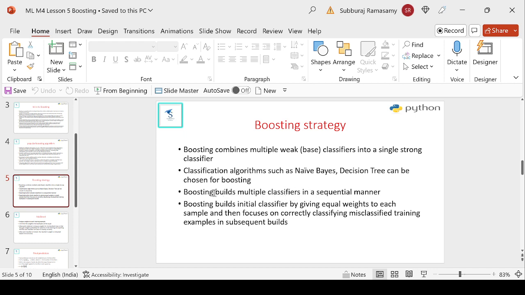So when you do the bootstrap and other methods, we were doing it in parallel. But here we do it sequentially. We build multiple classifiers in a sequential manner. Boosting builds the initial classifier giving equal weights to each sample and then focuses on correctly classifying misclassified training examples in subsequent bits.